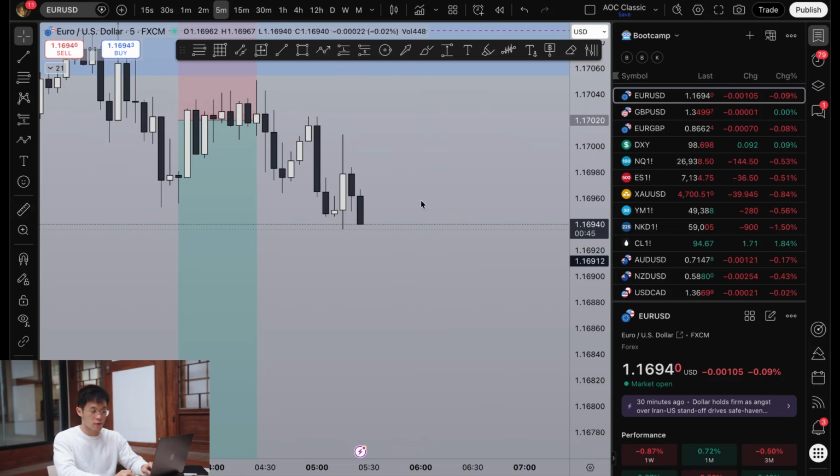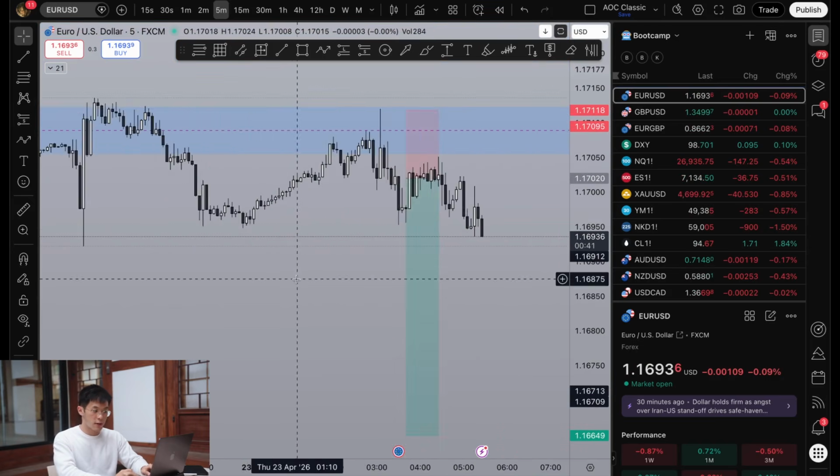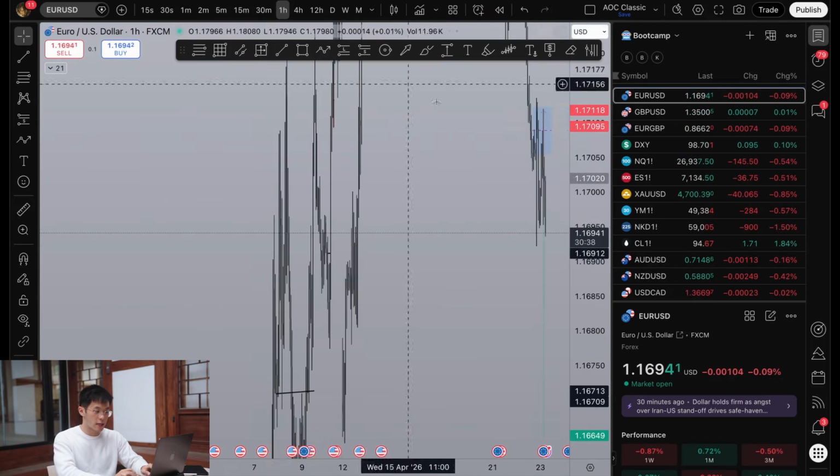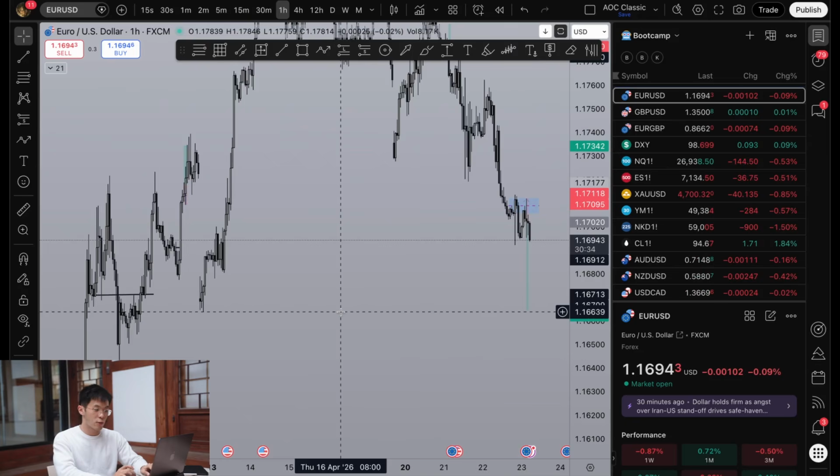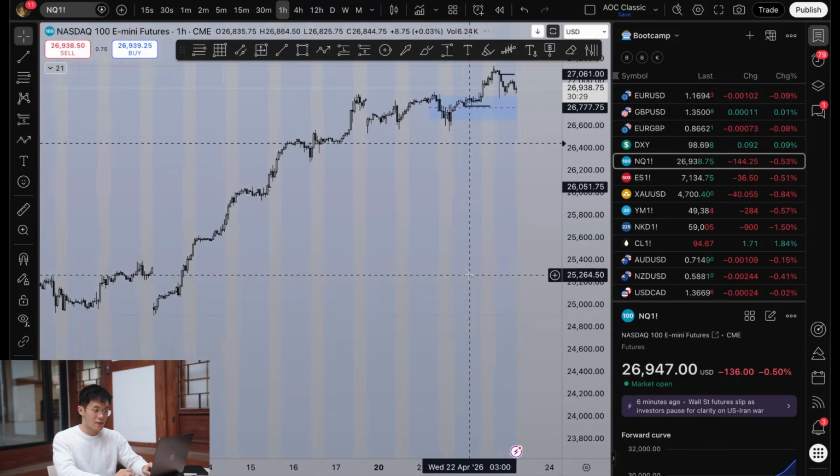So you're literally just looking for new PD arrays and new fair value gaps and whatnot to basically trade the markets lower. And in terms of the intraday target for today, my personal target is going to be about 35 pips away, so at 1666. So that is going to be the setup on Euro. Nasdaq is looking pretty sketchy.